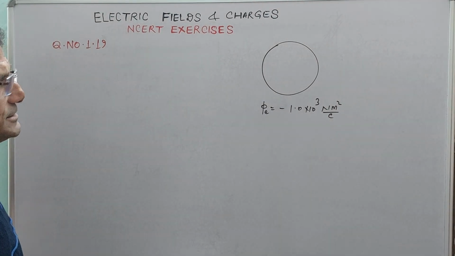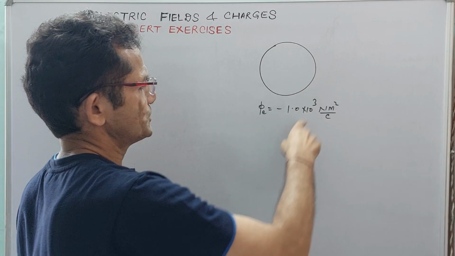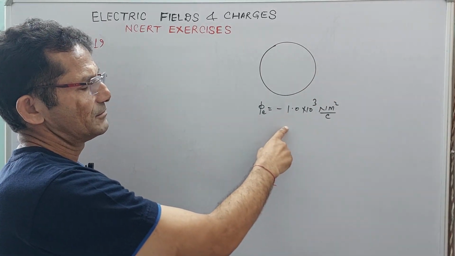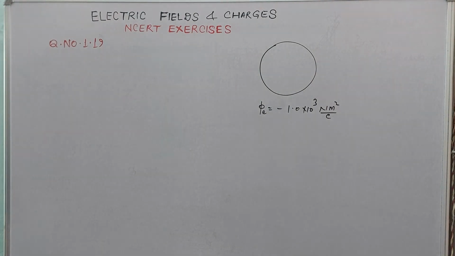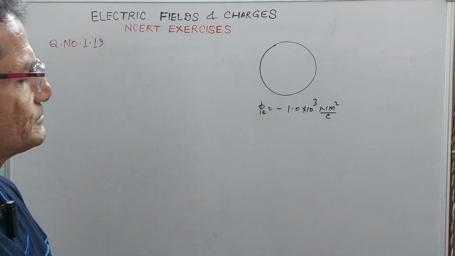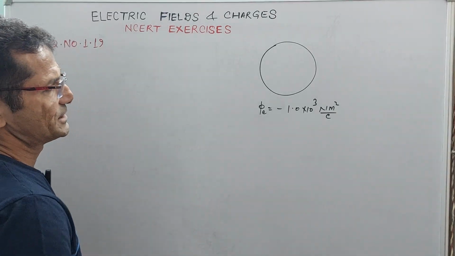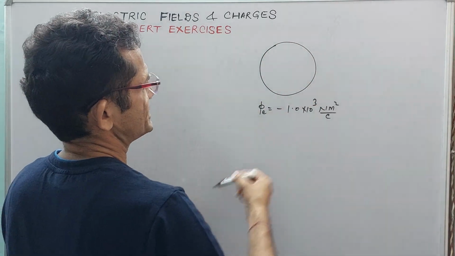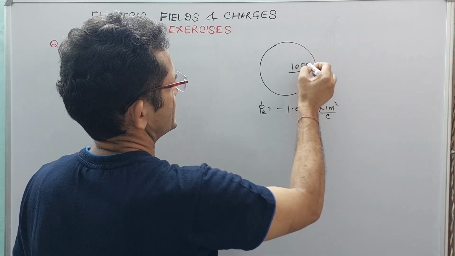Now question number 1.19. A flux passing through minus 1 into 10 raised to the power 3. We have to find the flux if the radius of this spherical surface is doubled. Here the radius in this case is 10 centimeter.